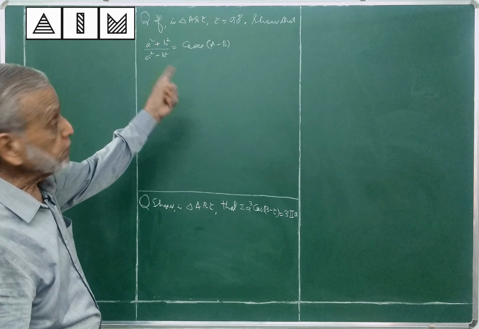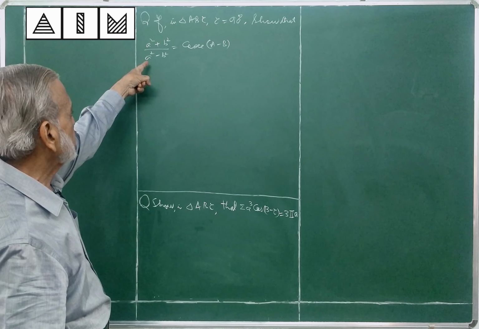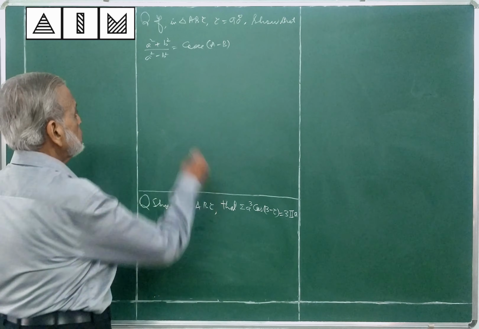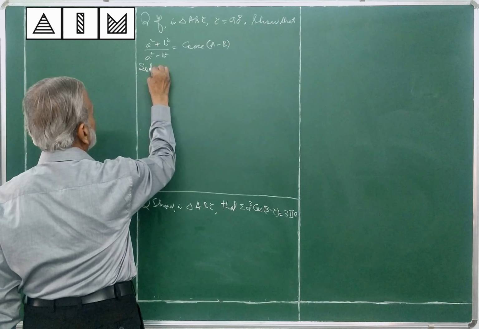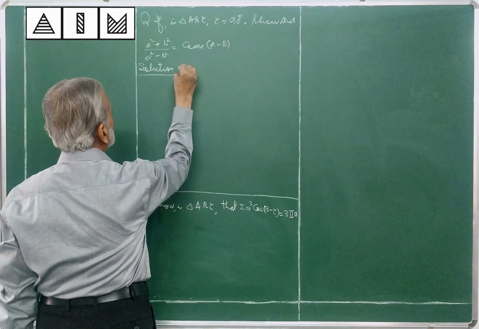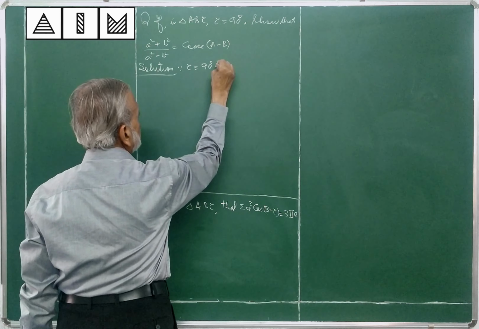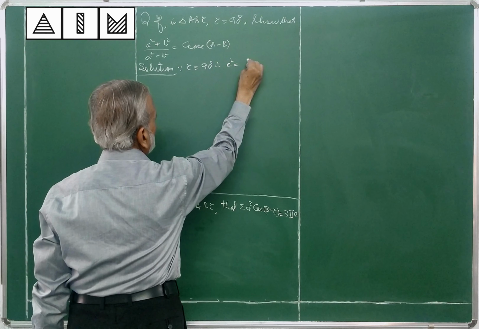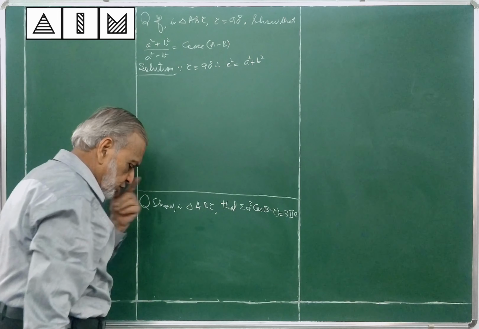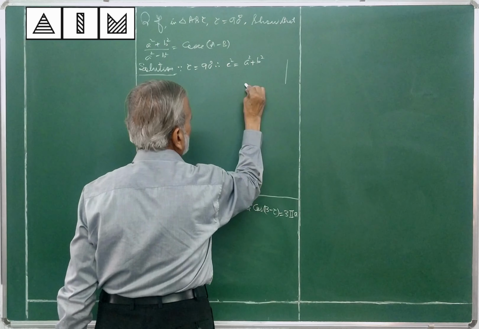If in triangle ABC, angle C is 90 degrees, show that (a² + b²)/(a² − b²) is equal to cosec(A − B). See now. Since C is 90 degrees, therefore c² is equal to a² + b². I want to explain this by just drawing a rough diagram.